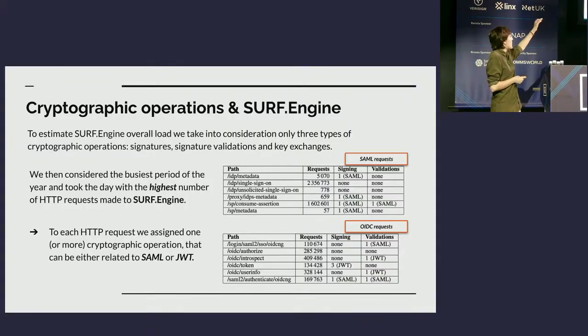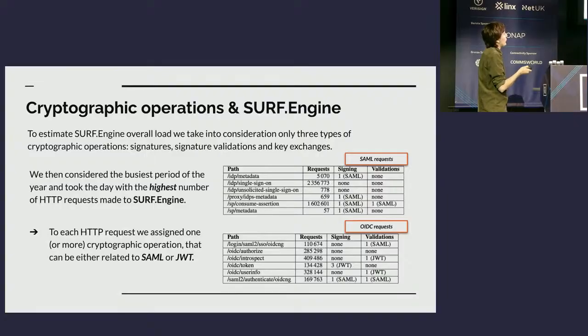And for each HTTP request, we assigned 1 or more cryptographic operations that were shown previously in the process of either SAML or OpenID Connect. As you can see here, we have these huge HTTP request logs, and we say, okay, we know that for IDP metadata, on this day of September, we had around 5K requests. And this path means one SAML signing request, which uses an RSA 4096 key, and so on. We do the same for all the rest of the paths that we received.